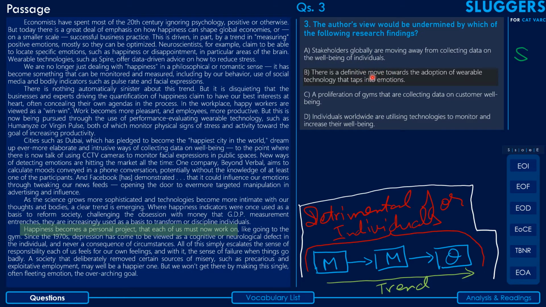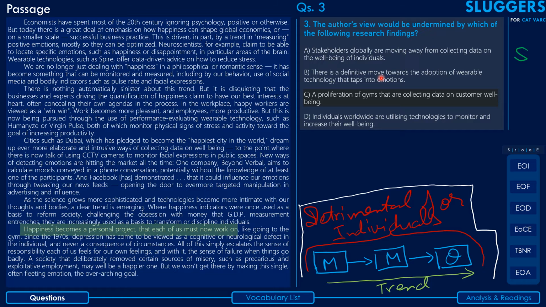Whether it is a move driven by people adopting these technologies for their own personal reasons, of their own accord, without getting manipulated for productivity, or whether they have fallen prey to happiness becoming a personal project idea? In the first case, it can undermine the author's argument. In the second case, if the definitive move is because they have fallen prey to happiness becoming their personal project idea, this will in fact strengthen the argument, and we are not looking for an option that strengthens the argument.